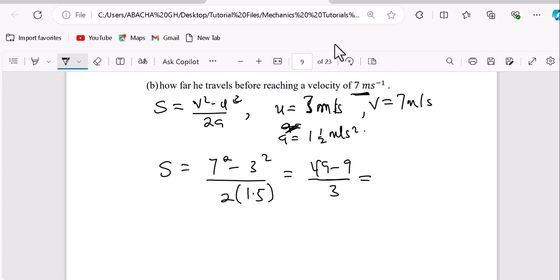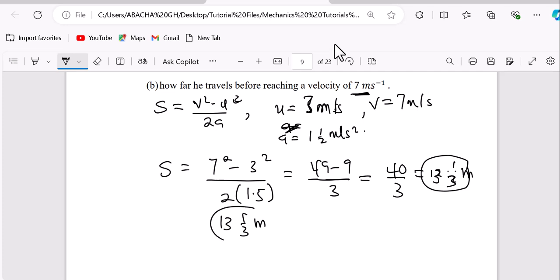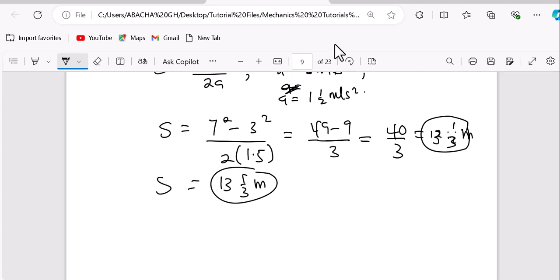Putting everything in your calculator, we get 40 over 3, which we can write as 13 and 1 over 3 meters. So this is our s. Our s is equal to 13 and 1 over 3 meters, and that is all for this video.